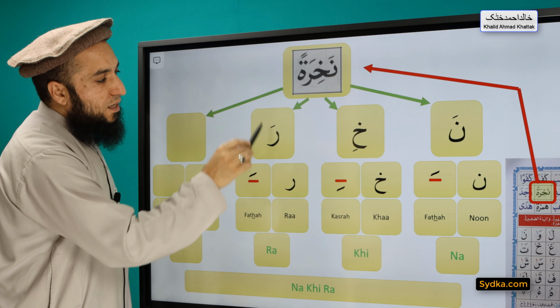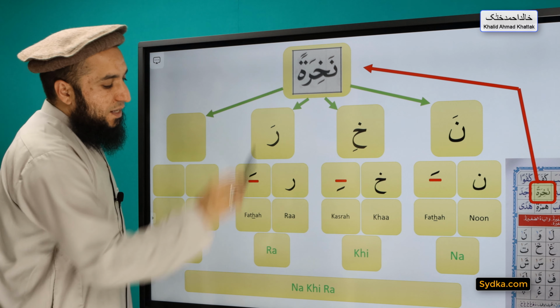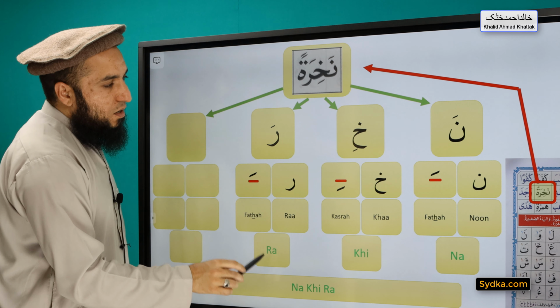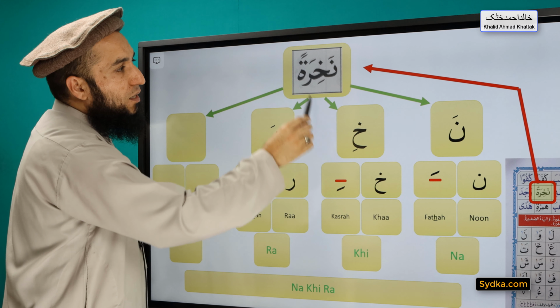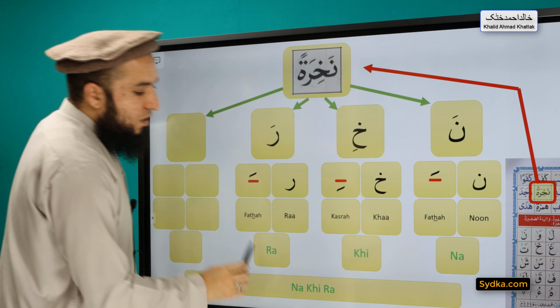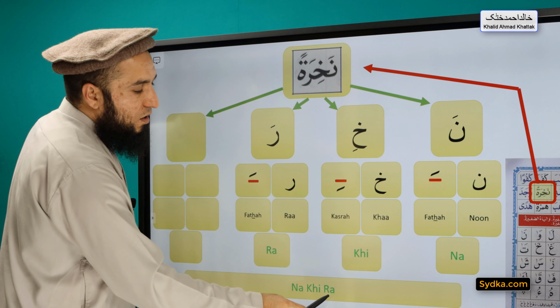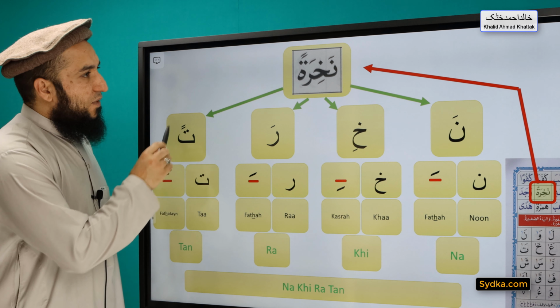The third syllable we have is ra fatha ra. Ra is not silent and it has fatha and it is a heavy letter. Ra fatha ra. So now we combine these three syllables and we have nakhira, nakhira. The fourth syllable we have is ta fathatain tan.